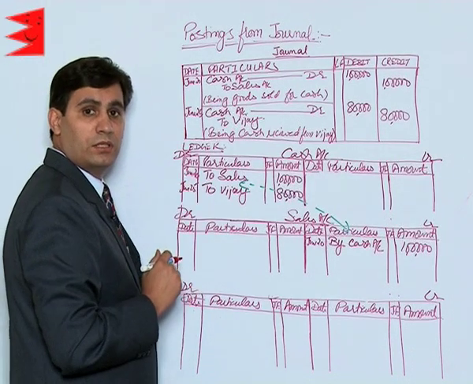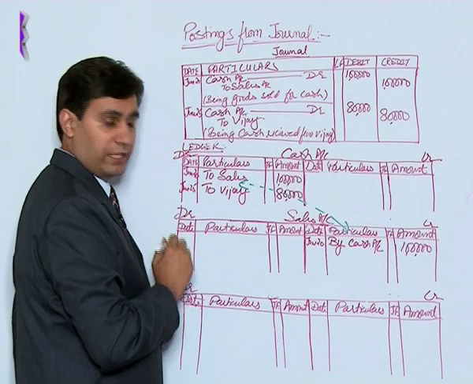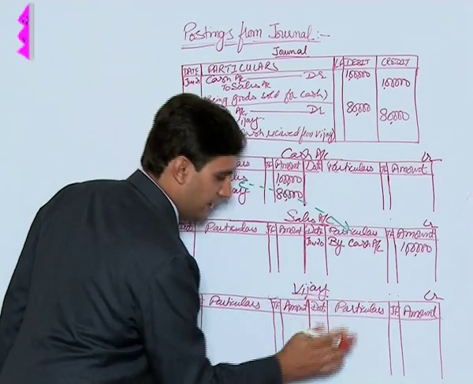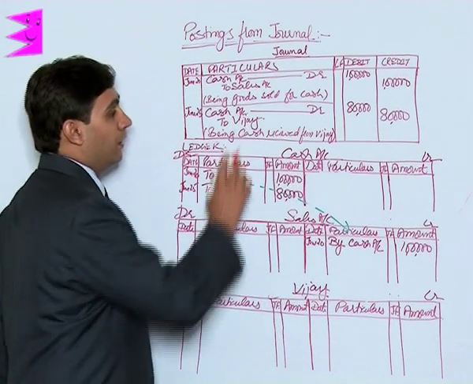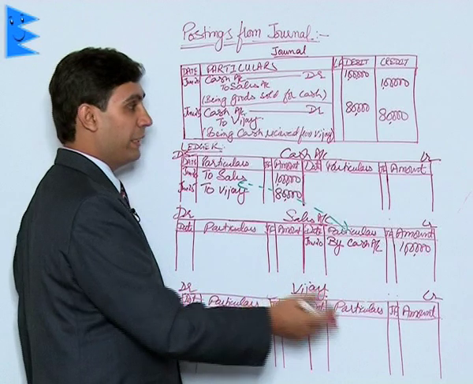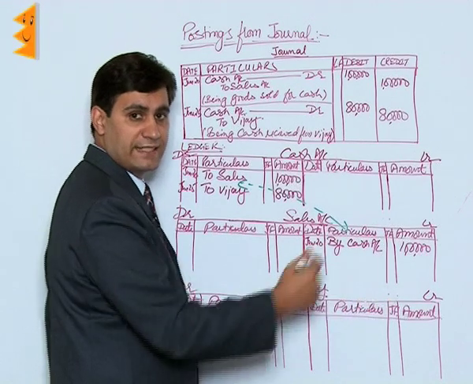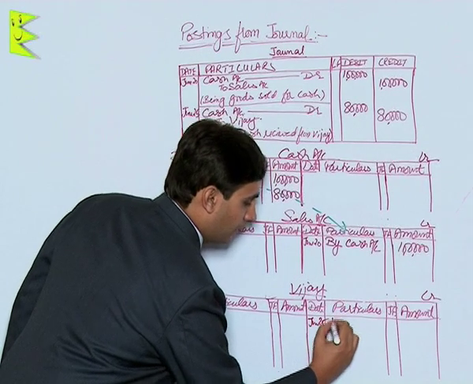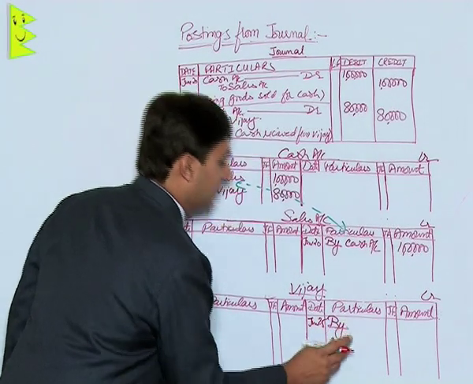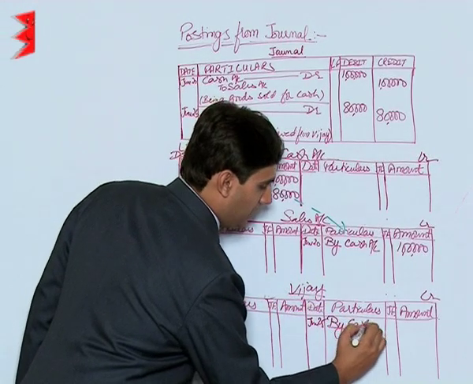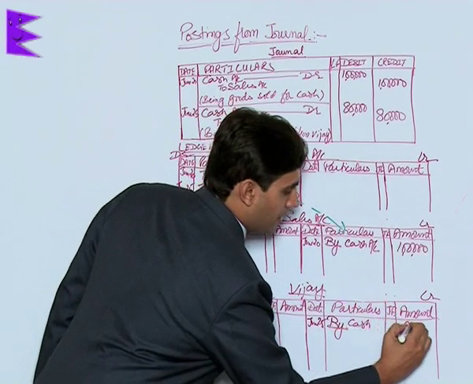The second account in this case is Vijay. So let us open a ledger account for Vijay. This is the ledger account for Vijay. In case of Vijay, Vijay has been credited. So the entry would be made on the credit side, that is the right hand side of the account. Date is June 25th, by. This account was credited by cash. So by cash account, 80,000.